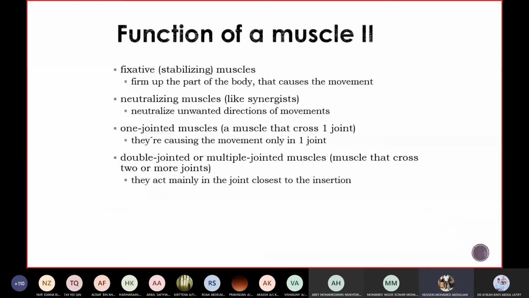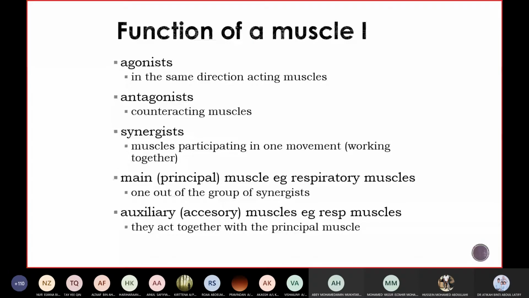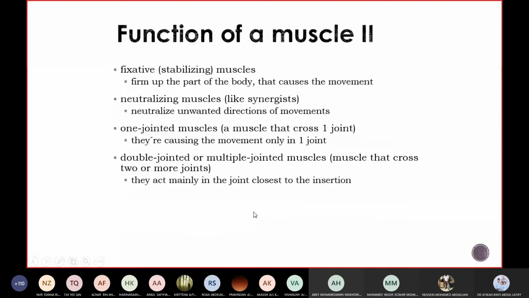Okay. So function of a muscle, apart from contracting and agonist, antagonist, synergist, and so on. Okay, so it also acts as a fixative or stabilizing. It can act as something that fixes something. Okay, and some muscles are neutralizing muscles as well, and some muscles are one jointed muscles. They only cause one movement, and some are double jointed or multiple jointed.